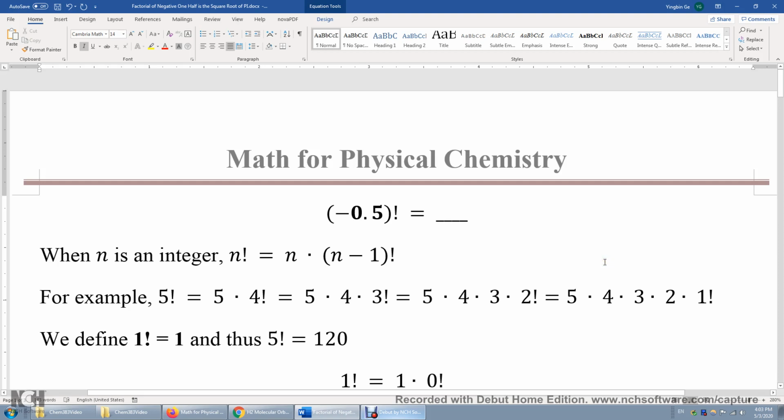In this video, I will calculate the factorial of negative 0.5. The result is the square root of pi. So first, let's look at the factorial of an integer.